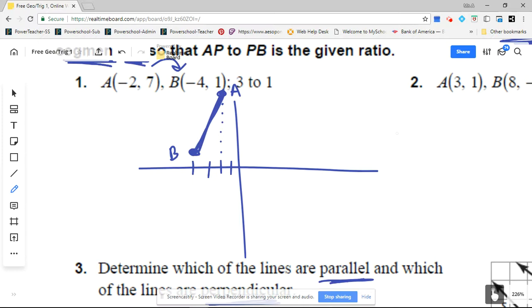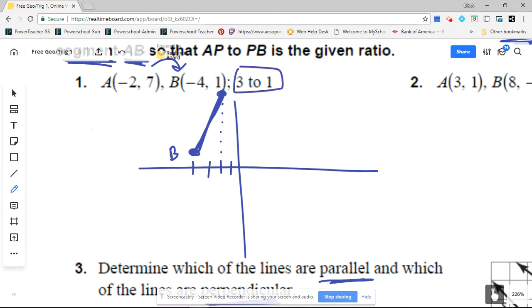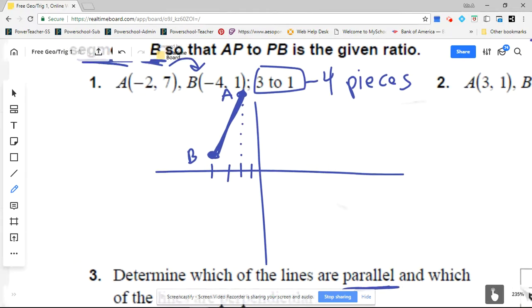Now, they want the segment to be a 3-to-1 ratio. So 3-to-1 ratio, this is point A up here. That means we need to break it into 4 pieces. A 3-to-1 ratio means you've got 3 pieces and you've got 1 piece. So I need to take that line and break it into 4 equal pieces. So here's how I do it.